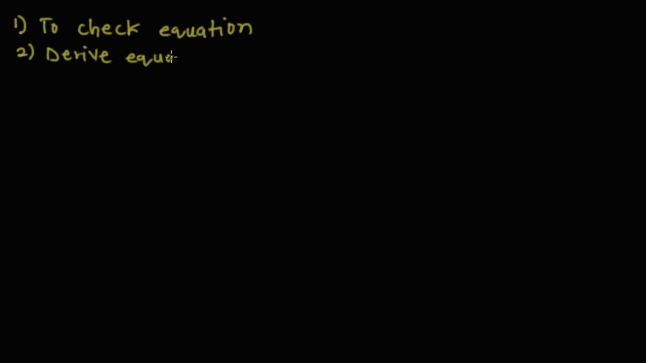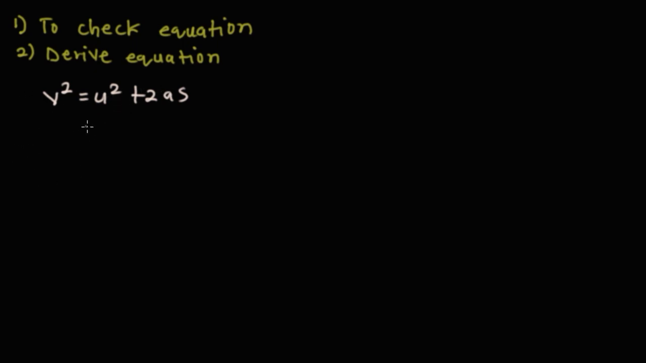Today we'll be looking at confirming if an equation is correct, and we'll start by taking examples. Let's look at these two examples. Now it's given an equation v squared is equal to u squared plus 2as, and they are asking you to verify if the equation is correct.